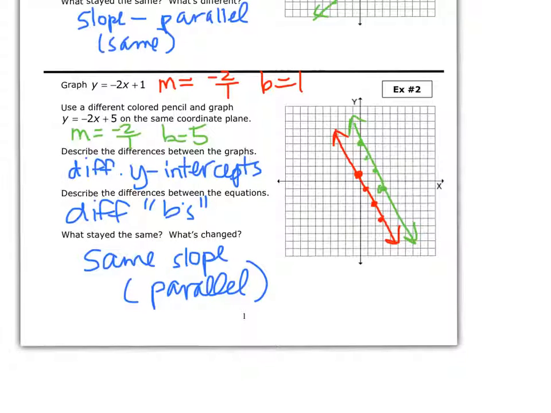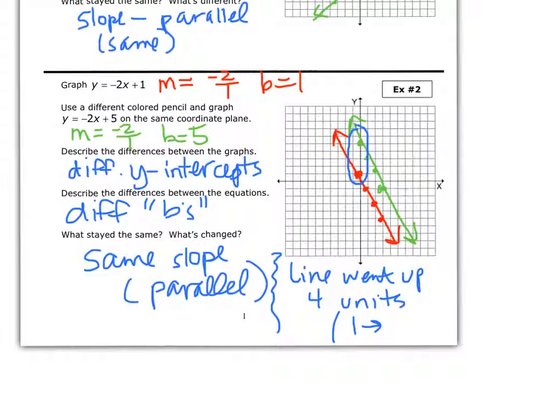Now, one thing I want to point out is, if I circle here and look at the y-intercepts right there, you could say that our line moved up 4 units, right? If you count, we've got 1, 2, 3, 4. So another thing I'm going to add here is line went up 4 units. So it was translated 4 units. It went from a 1 up to a 5.